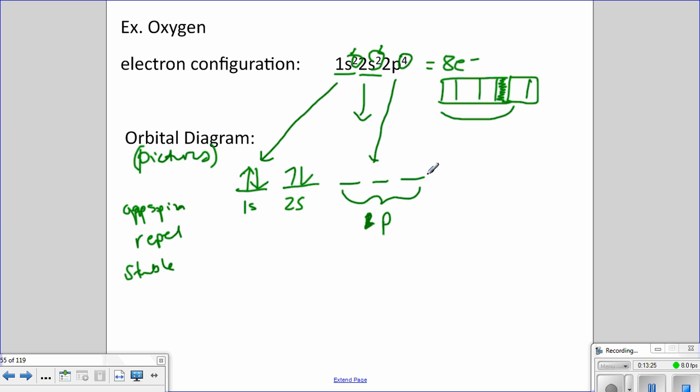this. All represent 2p. And then this is where we use Hund's rule, where we go through and we put 1 electron in each of the orbitals first, and then we have to go back and pair up. So we have 4 electrons to work with. We put 1, 2, 3 in there, and then we had to go put the 4th one back in the very first one.